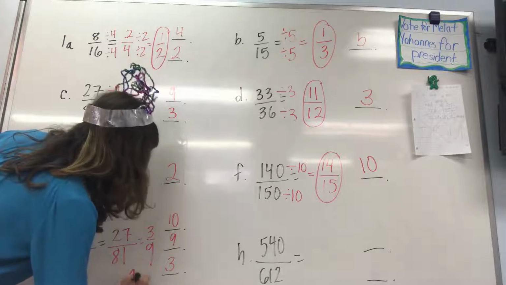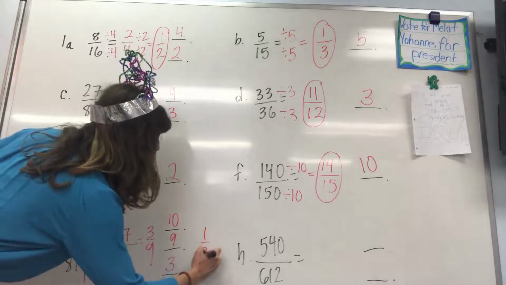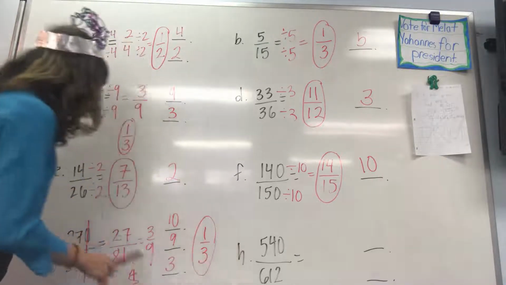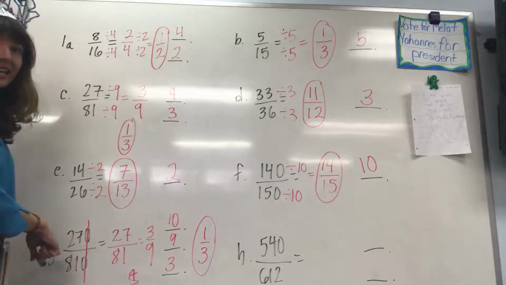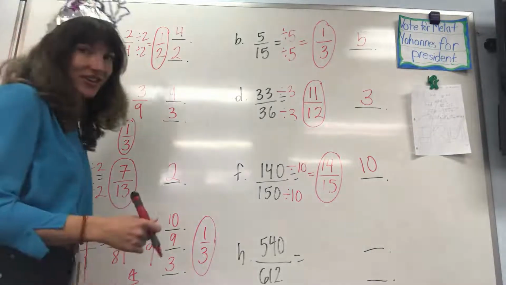And your final, I'll do it over here. Your final answer is 1/3. For 1G, your final answer is 1/3.